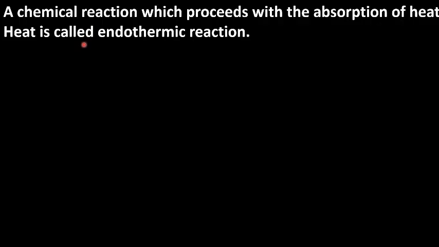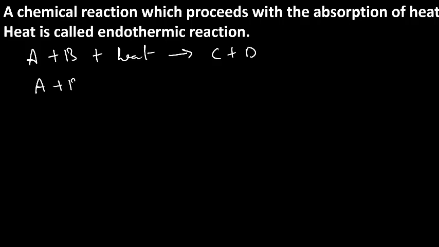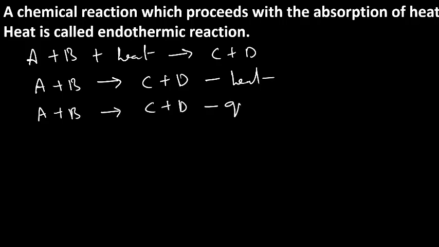Now let us learn about the endothermic reaction. A chemical reaction which proceeds with the absorption of heat is called an endothermic reaction. So when a reaction goes on, heat is taken. For example, A plus B plus heat energy supplied gives C plus D. We can write this as A plus B gives C plus D minus heat. Heat can be represented by Q. Therefore, A plus B gives C plus D minus Q.